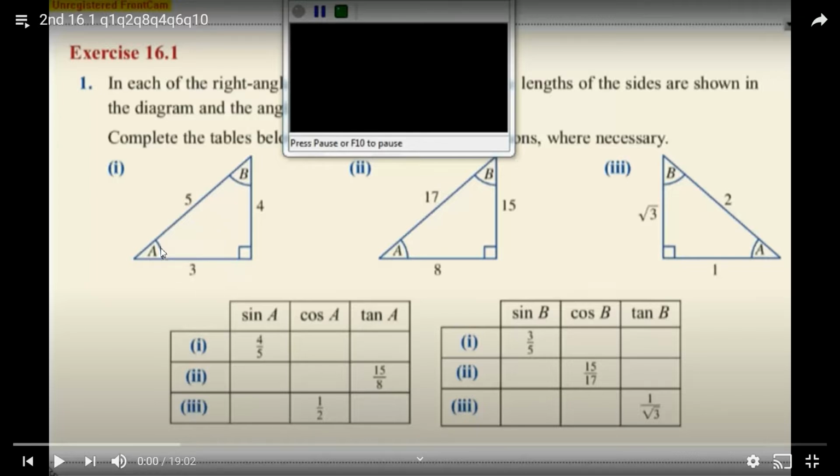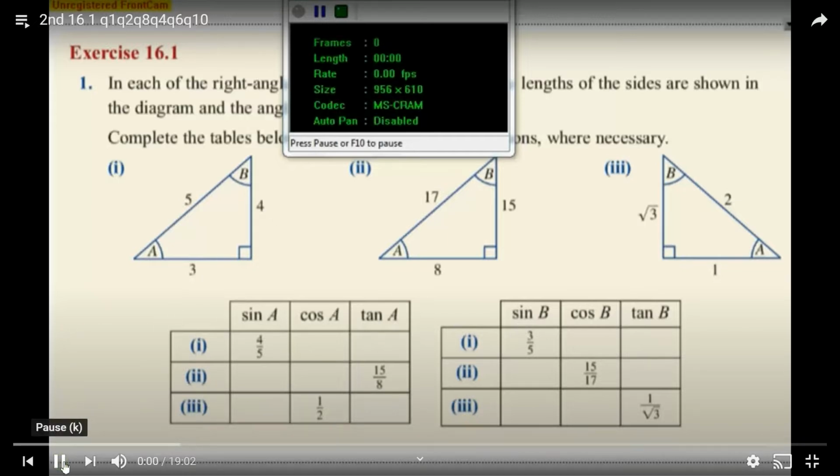If I'm talking about angle A, it looks directly at the 4, so 4 is opposite of A. That makes 3 the adjacent of A. Likewise, if I'm talking about angle B, it looks straight at the number 3, so 3 is opposite B. That means the number 4 would be adjacent to B.